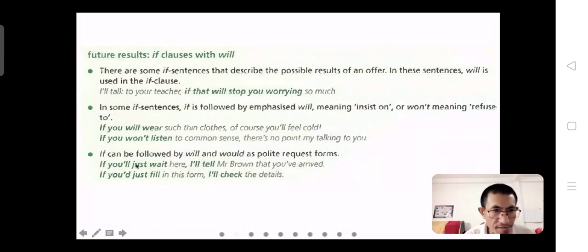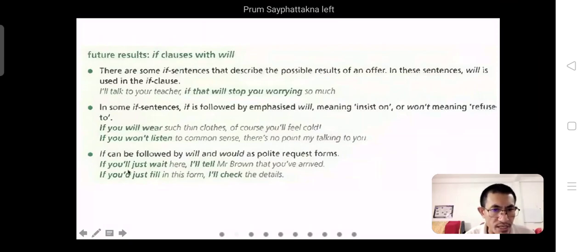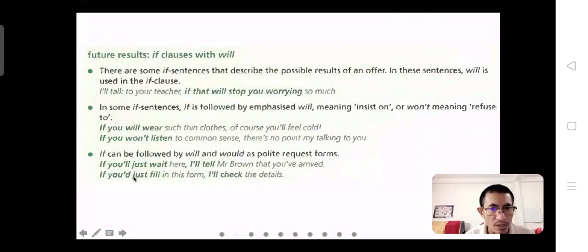Another point: if can be followed by will and would as a polite request form. You see, so we can use will or would here to refer to the polite request form. For example, if you'll just wait here, I'll tell Mr.